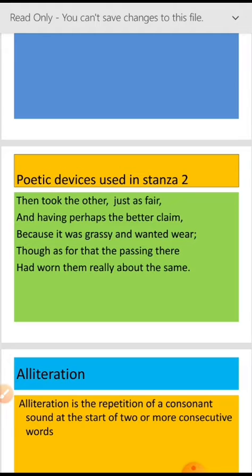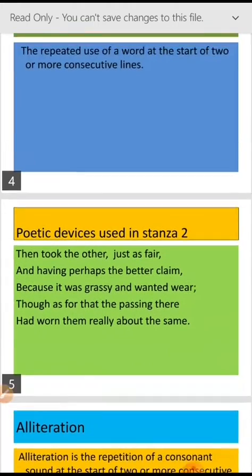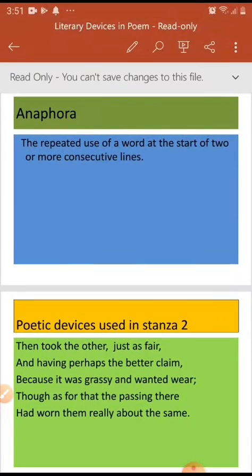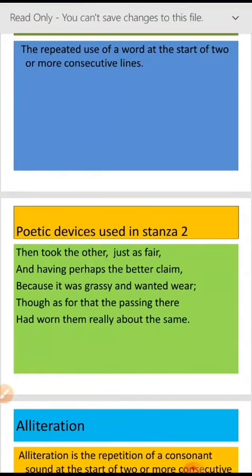Repetition of a consonant sound. What did I tell you, children? Repetition of consonant sound is alliteration. So what is a consonant? Tell me. For consonants, you just leave out the vowels. Vowels are A, E, I, O, U, and the rest of the letters are consonants.